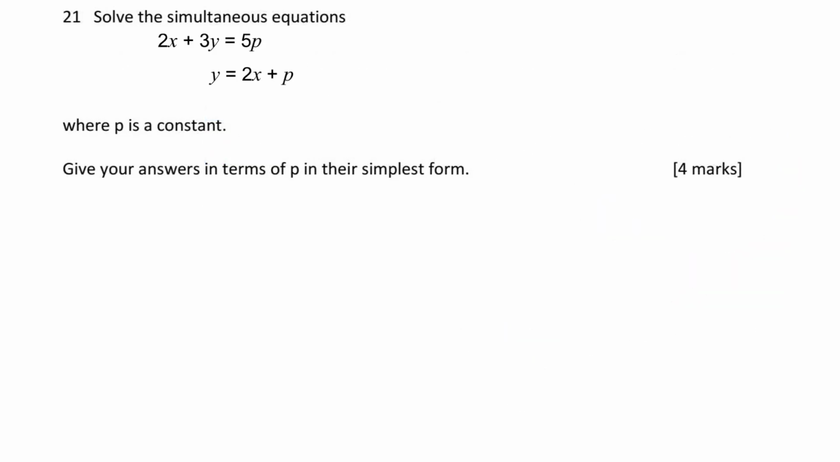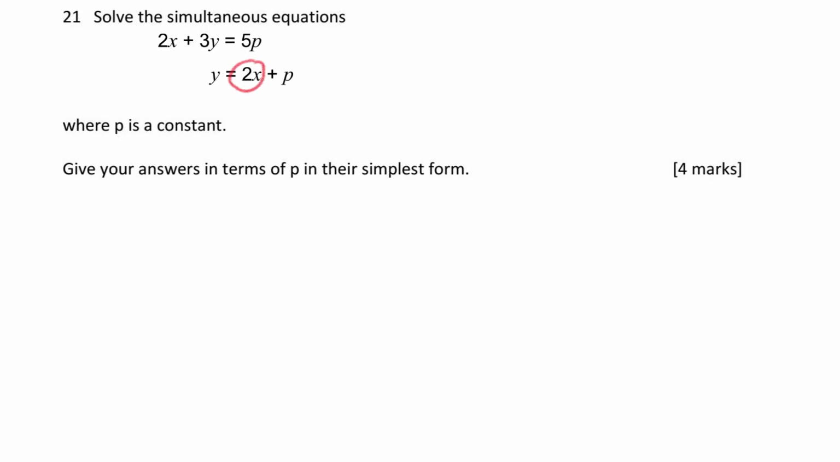Question 21. Solve the simultaneous equations 2x plus 3y is equal to 5p and y is equal to 2x plus p, where p is a constant. Give your answer in terms of p in their simplest form. Okay, so I've got two equations. They're both linear equations. I think the easiest way is going to be solving them by elimination. But first off, we need to make sure they are both written in a compatible format for elimination.